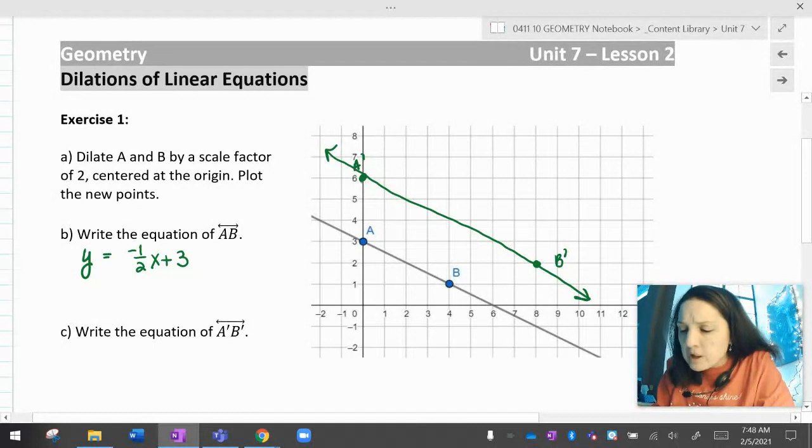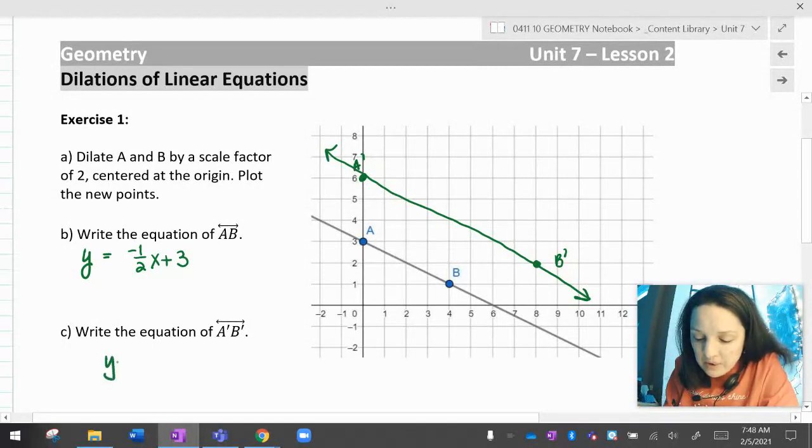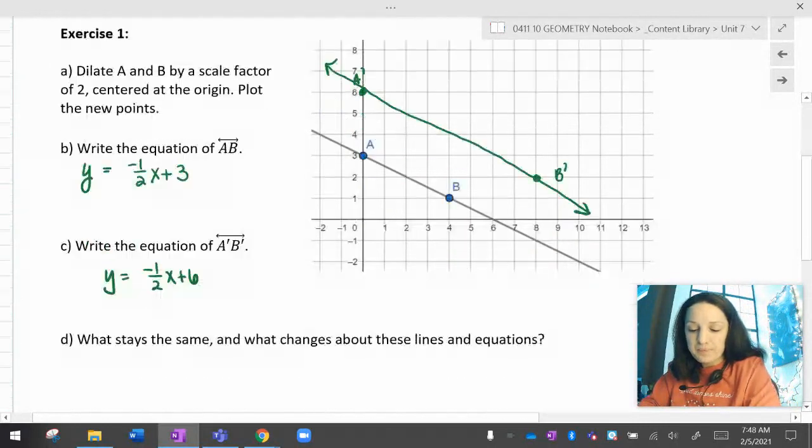I'll get better. So to get from A prime to B prime, I'm again going down 1, right 2. That's also because of what we talked about in the last video where we said dilated segments are parallel to their originals. So my slope is still negative 1/2, but now my y-intercept is 6. So y equals negative 1/2 x plus 6.